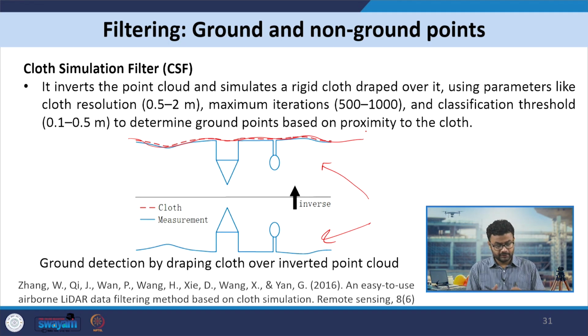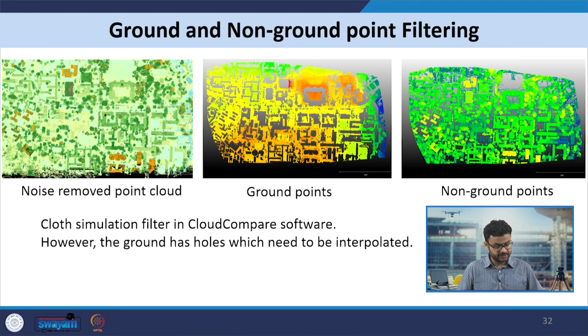Then wherever the distance between the cloth and the point cloud is above a certain threshold, all those points are identified as non-ground points, and wherever the cloth touches the inverted point cloud, all those points are identified as ground points. So for example, these are all ground points obtained by cloth simulation filter. An example of this is presented here.